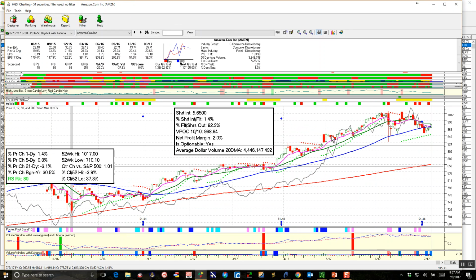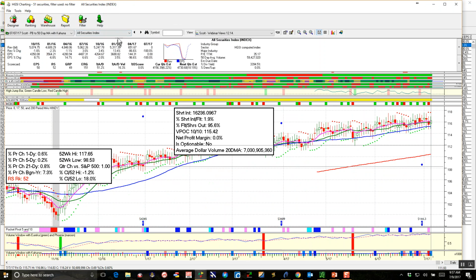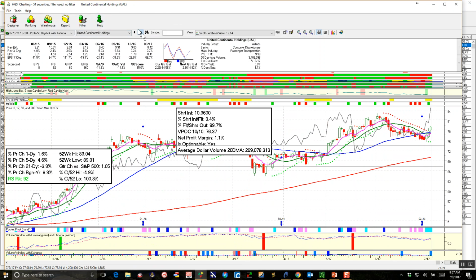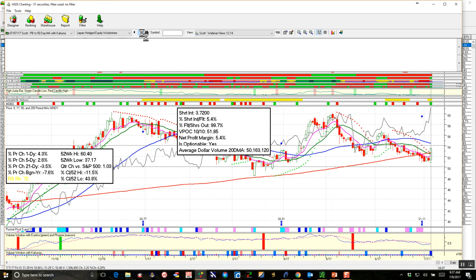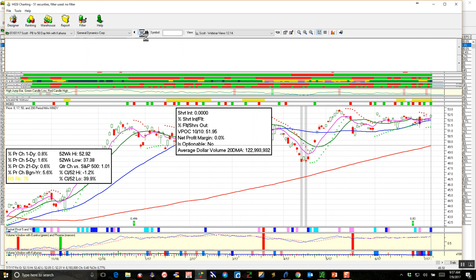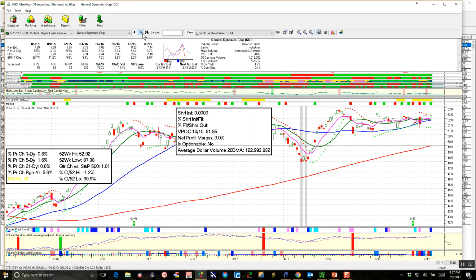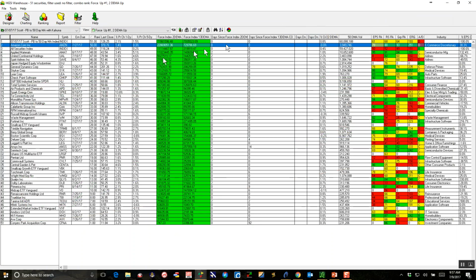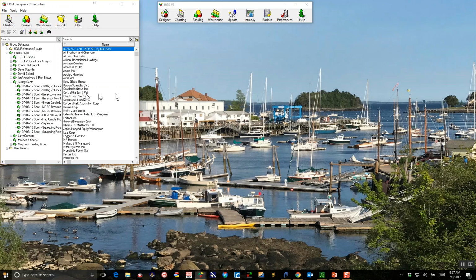And the next chart's kind of funny. Amazon, this is all the securities of my index sitting on the 50 with a Kahuna. That's kind of interesting. Here's Applied Materials, United Continental, Spirit, Japanese. Here's one of those defense plays. You see it's a perfect buy point. It's a $200 stock though. So I use this pullback to the 50 with a Kahuna to find potential buys.